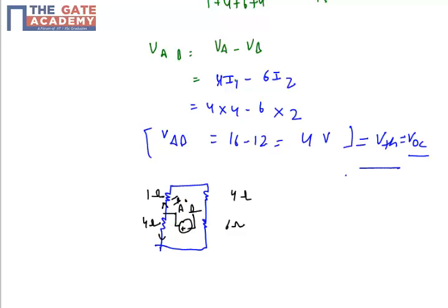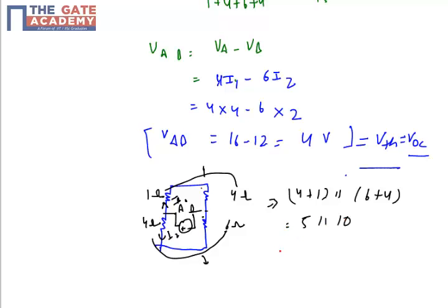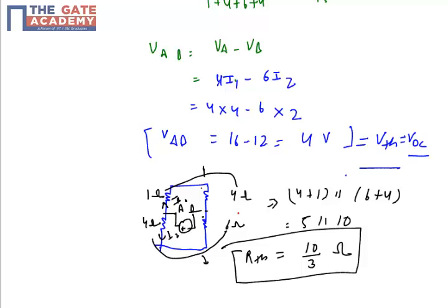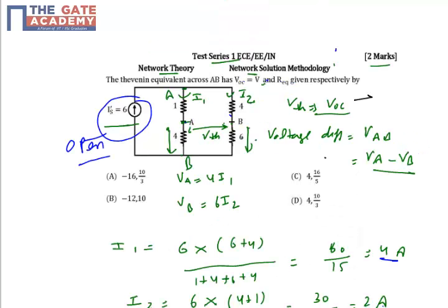So I1 and I2 currents will divide at this node, and then sum up again here. So this 1 ohm and this 4 ohm are in series, and this 4 ohm and this 6 ohm are in series, and these two components are in parallel. So 4 plus 1 is in parallel with 6 plus 4, which means 5 in parallel with 10, which means your resistance is 10 by 3 ohms. So your RTH is 10 by 3 ohm.